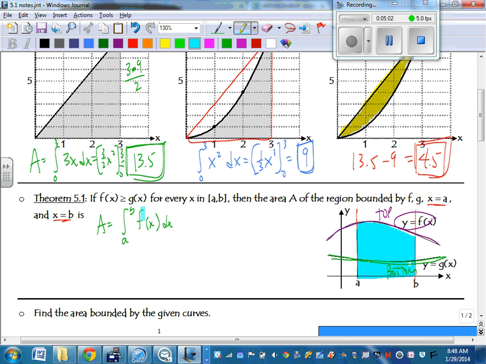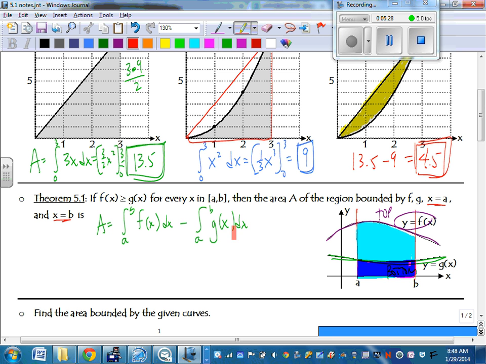That's this area, right? But then if we go ahead and subtract the area under the curve from a to b of g of x dx, well then we're taking away this area right here. Right? That's the area under g of x. So if we subtract that, we're left with this portion right here.